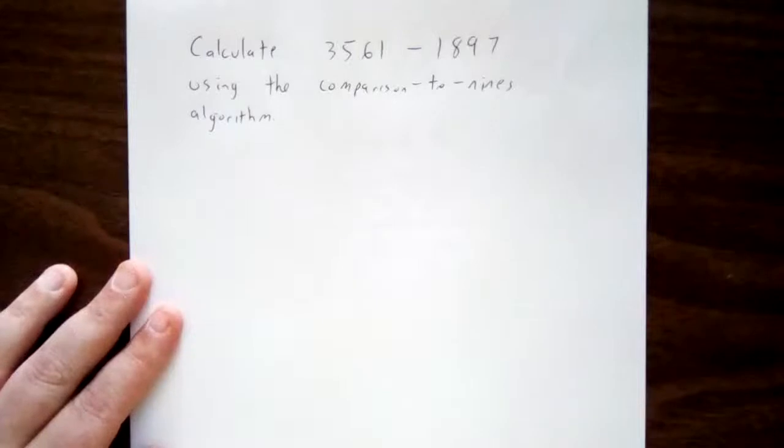In this video, I'm going to find the same difference that I found in the equal additions video and in the left to right subtraction video, this time using the comparison to nines algorithm. This one's unique in that we don't start by stacking our numbers, and in fact there's really 4 separate calculations that we're going to need to do for this algorithm.